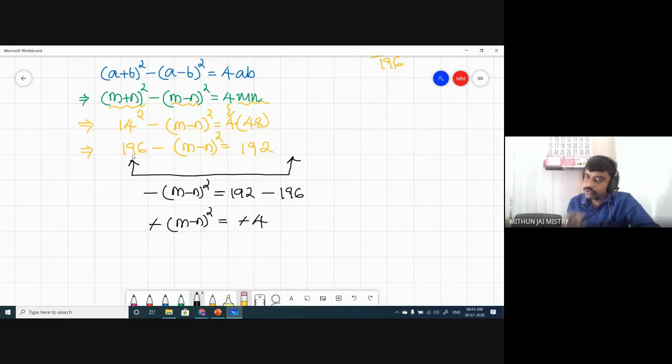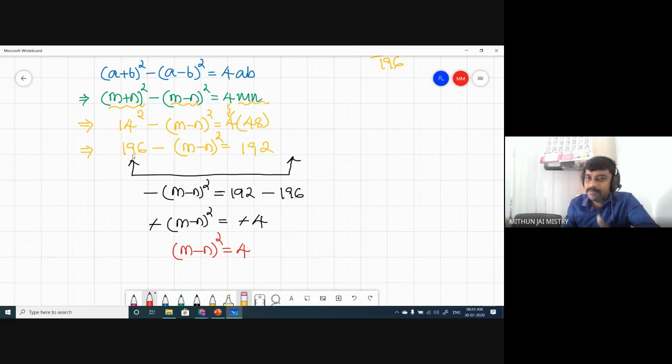That is also one term. So if you're getting one term equal to one term and both are having minus, you cancel that or strike that off. Then what are we left with, guys? We are left with (m minus n) whole square is equal to 4.